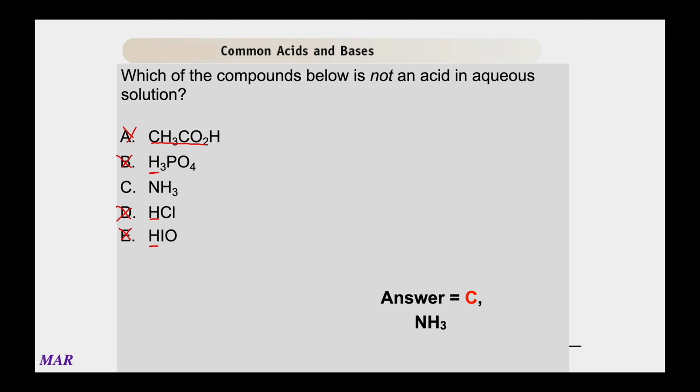C is ammonia. That's the weak base we talked about. Ammonia doesn't look like a base, but when ammonia reacts with water, it makes ammonium, NH4+, and hydroxide, OH-. So ammonia is a base. The other ones are acids. Ammonia is a base.